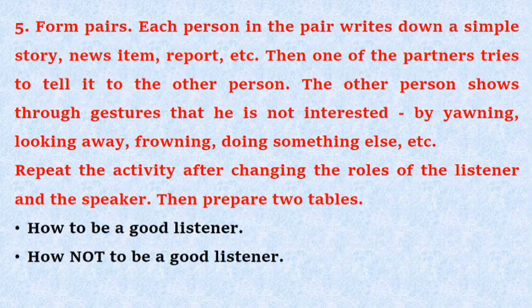Question number 5. Form pairs. Each person in the pair writes down a simple story, news item, report, etc. Then one of the partners tries to tell it to the other person. The other person shows through gestures that he is not interested, by yawning, looking away, frowning, doing something else, etc. Repeat the activity after changing the roles of the listener and the speaker. Then prepare two tables: how to be a good listener, how not to be a good listener.